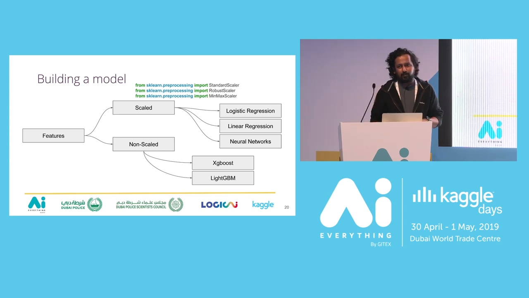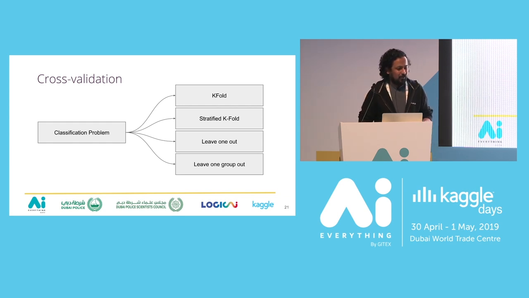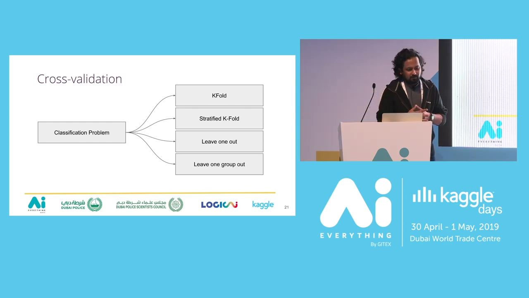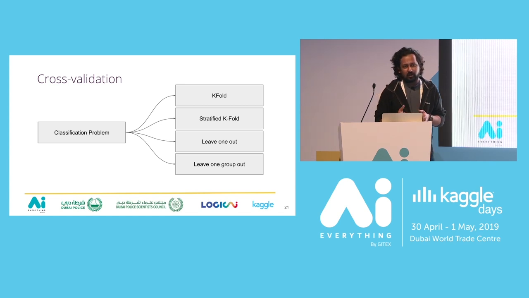Then we move to a very important step, cross-validation. I think the last talk today is all about cross-validation, so I'm not doing a lot of cross-validation in my presentation. You have different types, like K-fold. K-fold is just splitting into, say, five different folds. Or you have stratified K-fold, which takes care of the target variables. You supply it with the target variables, and then the distribution of the target across each fold is the same.